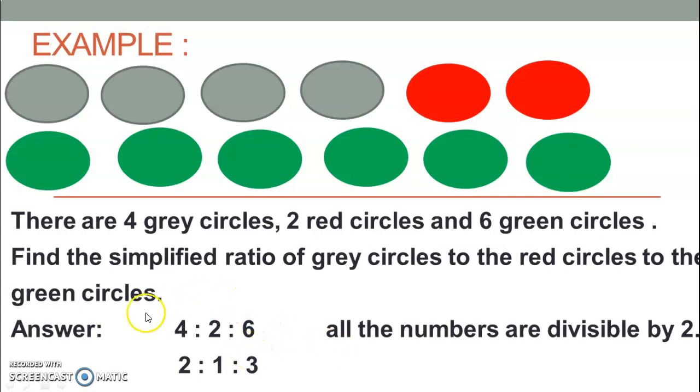Look at these 3 numbers. All 3 numbers must be divisible by one number. For example, these 3 numbers are divisible by 2. All the numbers are divisible by 2. 2 2s are 4, 2 1s are 2, 2 3s are 6. Just like a fraction, you can also write the simplified form of a ratio.